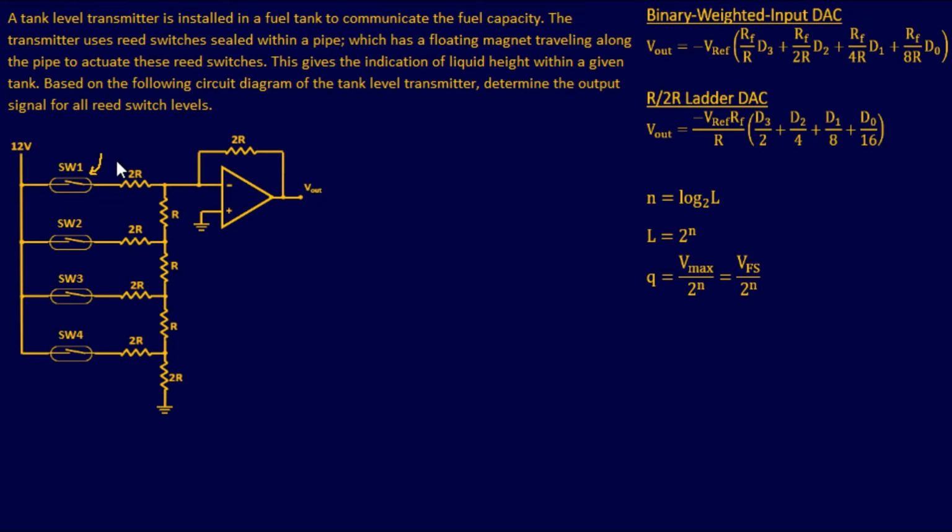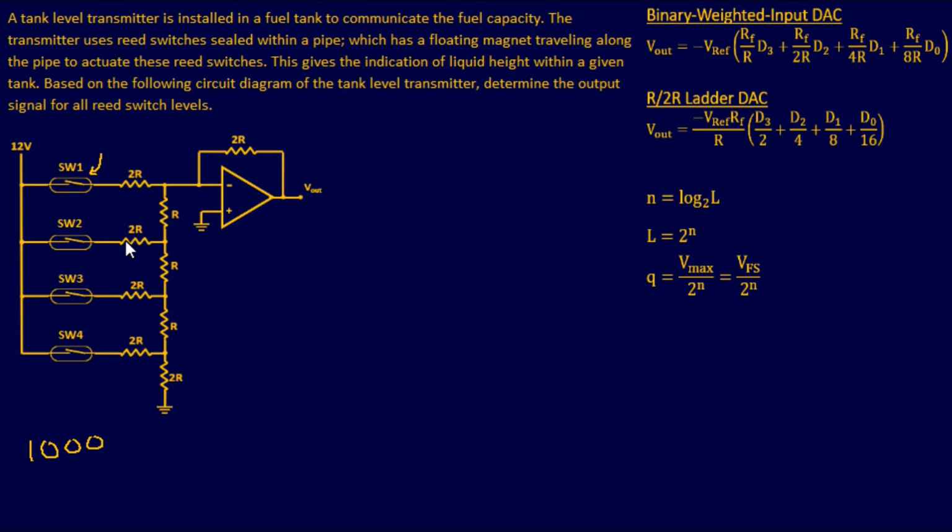So switch 1 is where the floater would be at the very top, and as the liquid lowers, the floater is going to lower with it, which means switch 2 is going to be actuated and switch 1 will open, and then so on and so on. So if you're going to create a digital input for this, it's going to look something like this. So for switch 1, it's going to be 1 if the magnet was right there, and then 0, 0, 0. Same thing for the next one.